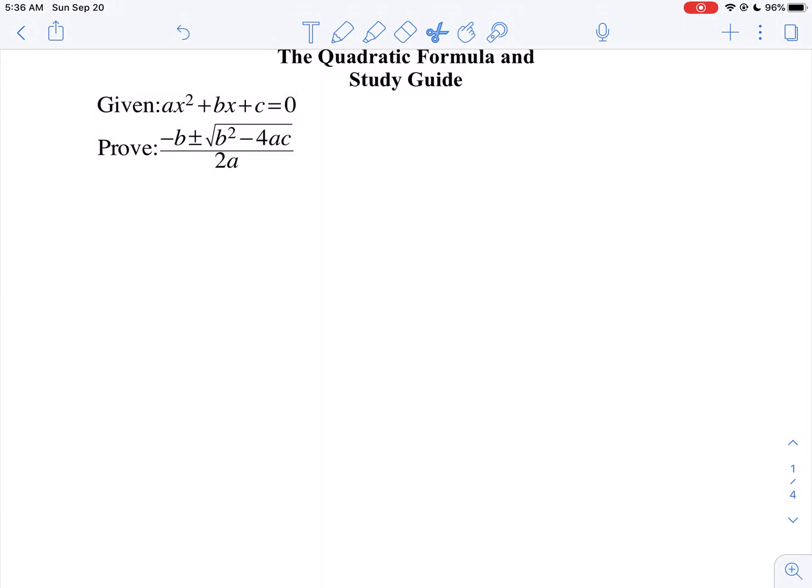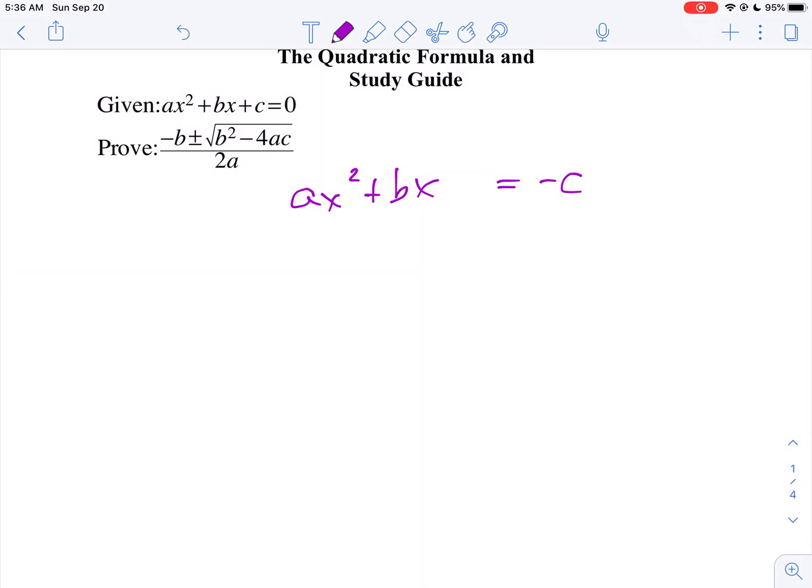First thing we're going to do is solve the general form of the quadratic equation, ax squared plus bx plus c equals 0. I'm going to complete the square. When we complete the square, the first thing I want to do is move c to the other side. So then we're going to get ax squared plus bx, well, that'll equal negative c.